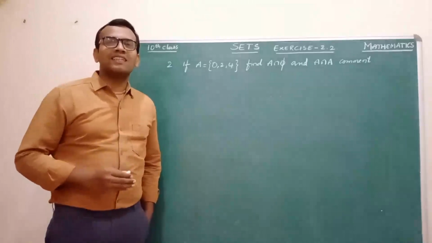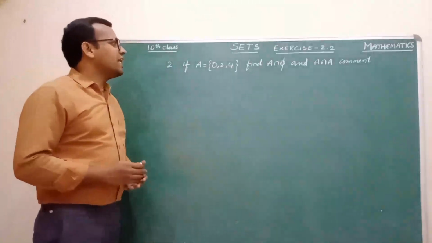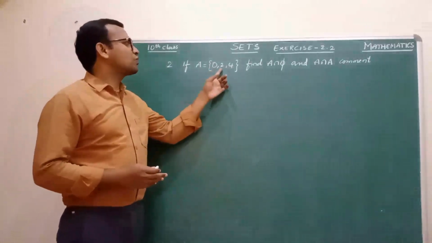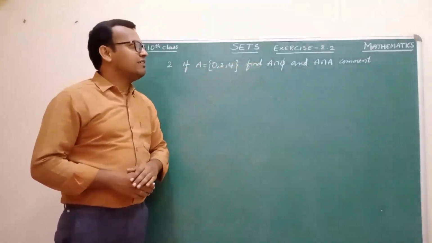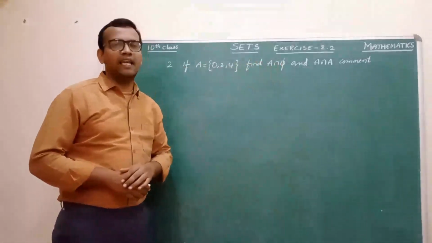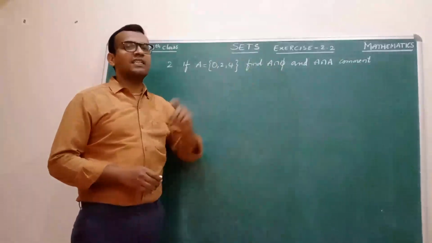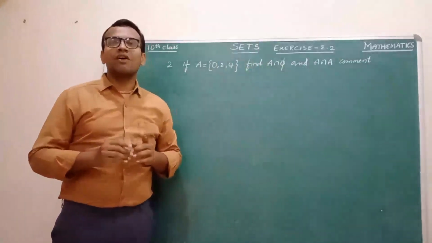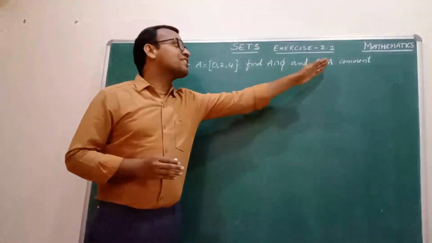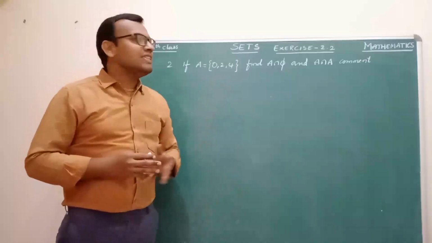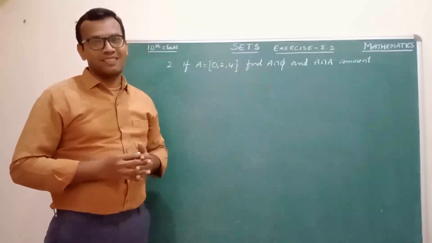Now, let us see the second question from this exercise, and it is like this. If A is equal to the set of 0, 2 and 4, find A intersection phi and A intersection A. So two things we need to find. One is A intersection phi. Phi is the null set or empty set that we already know. And A intersection A. These two let us find, and in the end let us comment on the result.